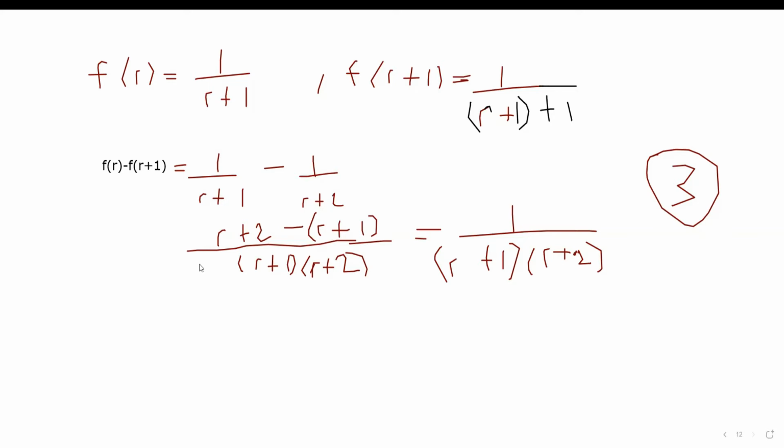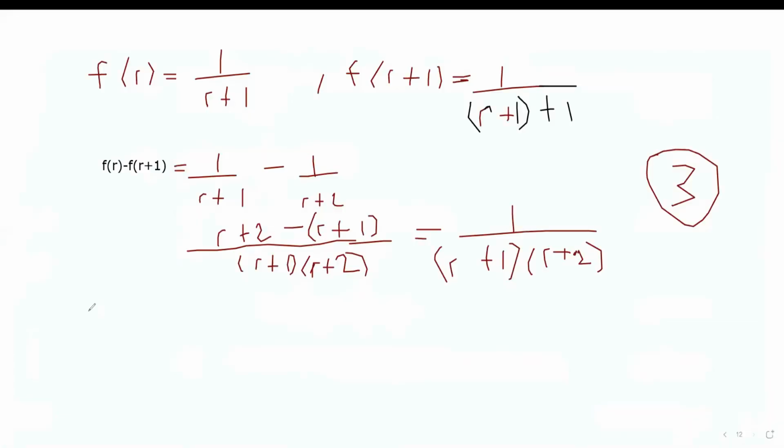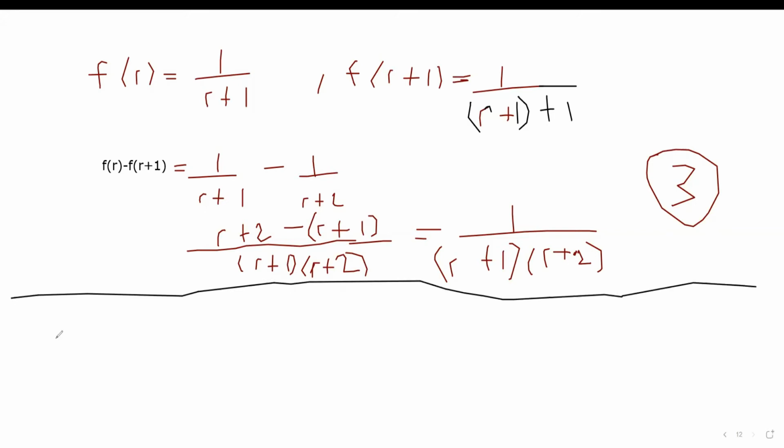Now, the next part says, hence, evaluate the summation. This is a method of difference question. Let's look at how we're going to do this. Part 2 wants us to evaluate the sum from r equals 1 to n of 4 over (r plus 1)(r plus 2).